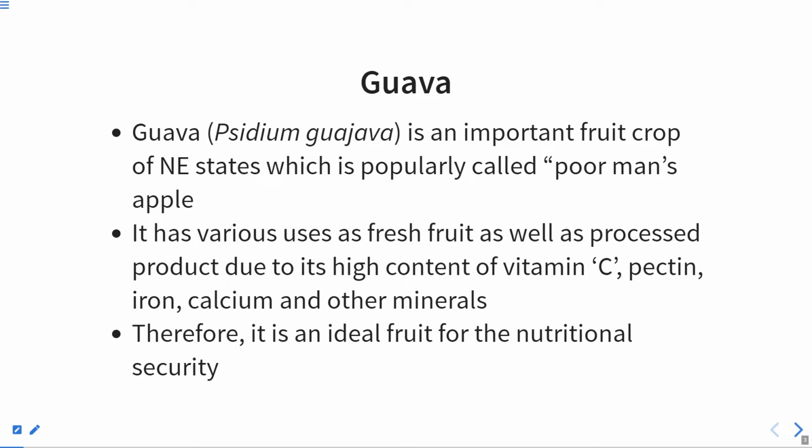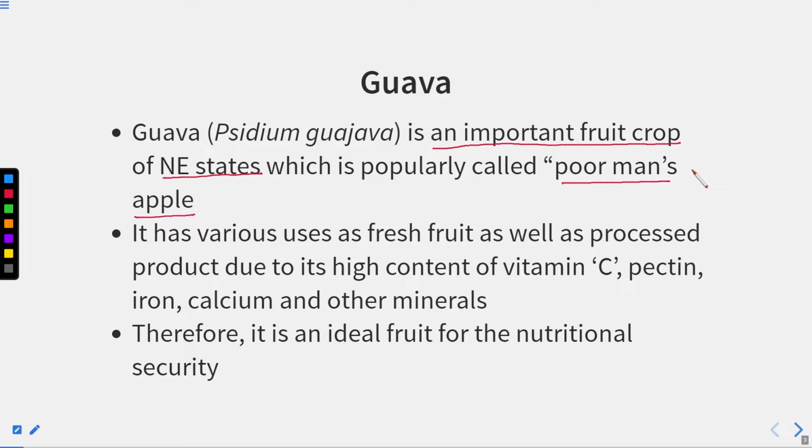So in the introduction part, the guava, that is Psidium guajava, is an important food crop of the northeast states. This is one of the very important food crops of the northeast states, though it is grown in other states also. And it is popularly called poor man's apple. So why is it called poor man's apple?